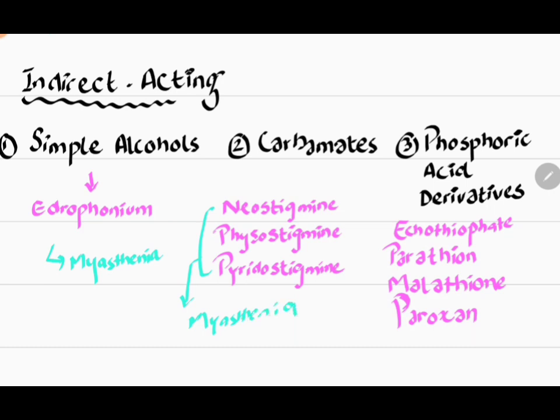The atropine derivative is also used in the treatment of ileus, post-operative ileus. And the phosphoric acid derivatives are not used clinically now. They used to be a treatment option in the past, but because of the adverse effect profile, these drugs are not used clinically in humans. However, parathion, malathion, and pyroxene are used as insecticides, and they have an important role in the agriculture industry.